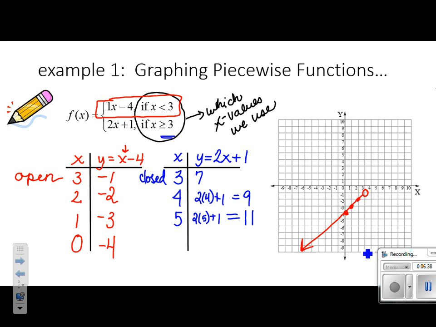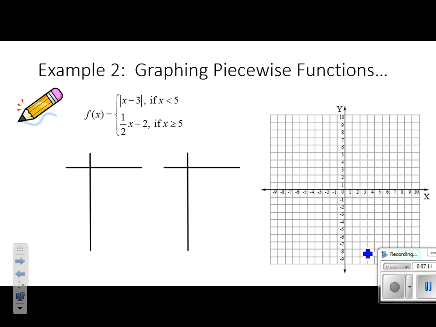And so 2 times 5 plus 1 is 11. And so I'm gonna plot these points. 3, 7, closed circle, 4, 9, and I can't really do 5, 11 anyway, but I know that the graph is going to keep going in that direction, and so I'll draw the arrow pointing in that direction. Now that is what we call a piecewise function. It's a piece of one graph and it's a piece of another graph, okay? Telling me what values of x I'm going to use.